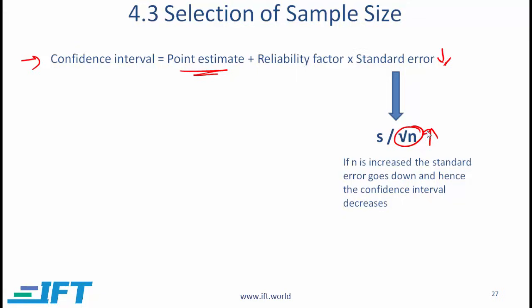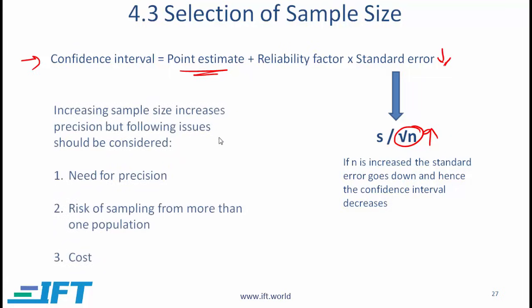So all else equal, it might seem that we should simply use a sample size that is as large as possible. But we should consider the following issues when we decide on the sample size. The first is the need for precision. When we are giving a confidence interval, how precise do we need to be? All else equal, if we need more precision, we should use a higher n.